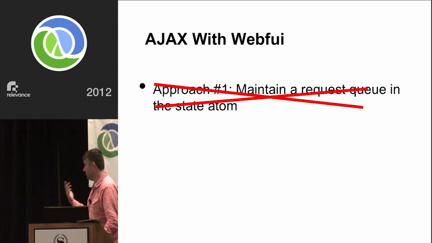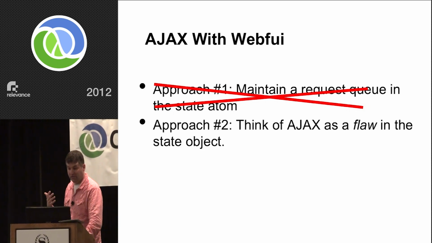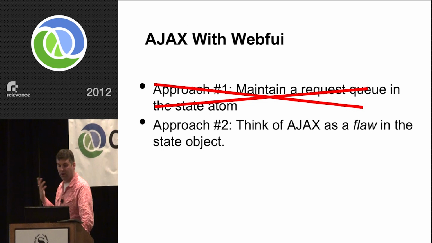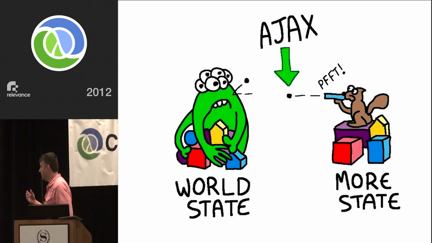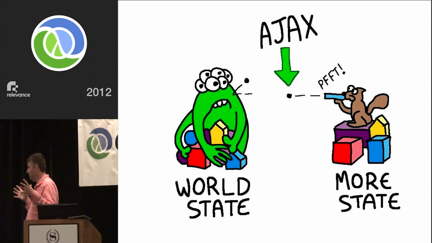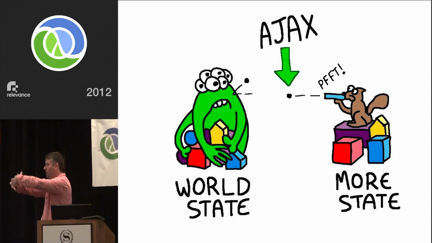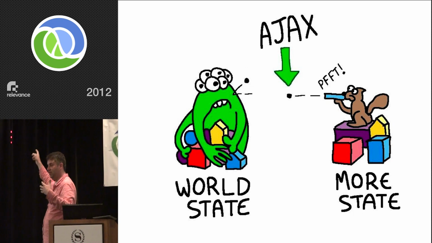What I find, just in terms of my own practices, what works for me is to always think of Ajax as a flaw in the state object. And so the way you want to think about this is inside our ClojureScript program, we have this world state object that's supposed to hold all the state for our program. Now, the moment we do an Ajax call, we can see that this is a lie, because the only reason we would do an Ajax call is because there has to be some other state out in the world that we either want to write to or read from.